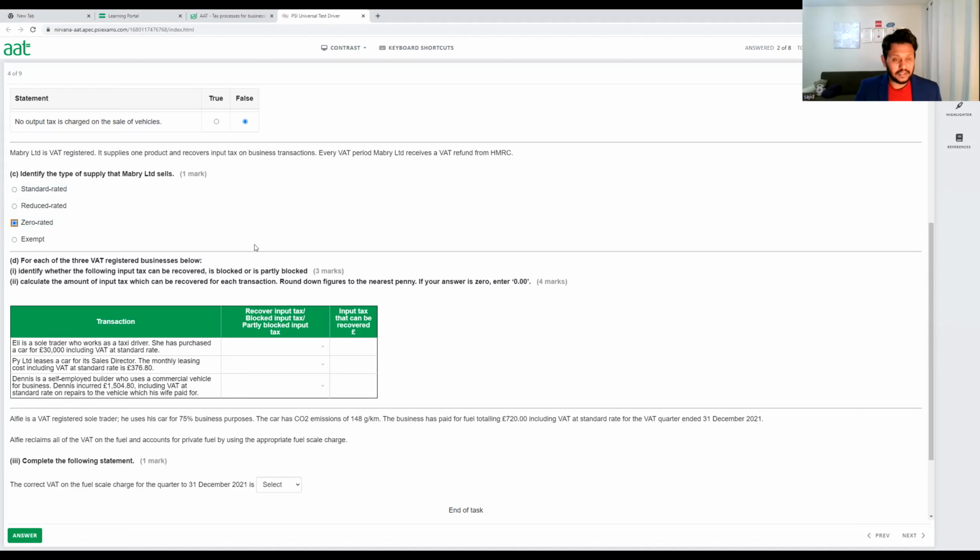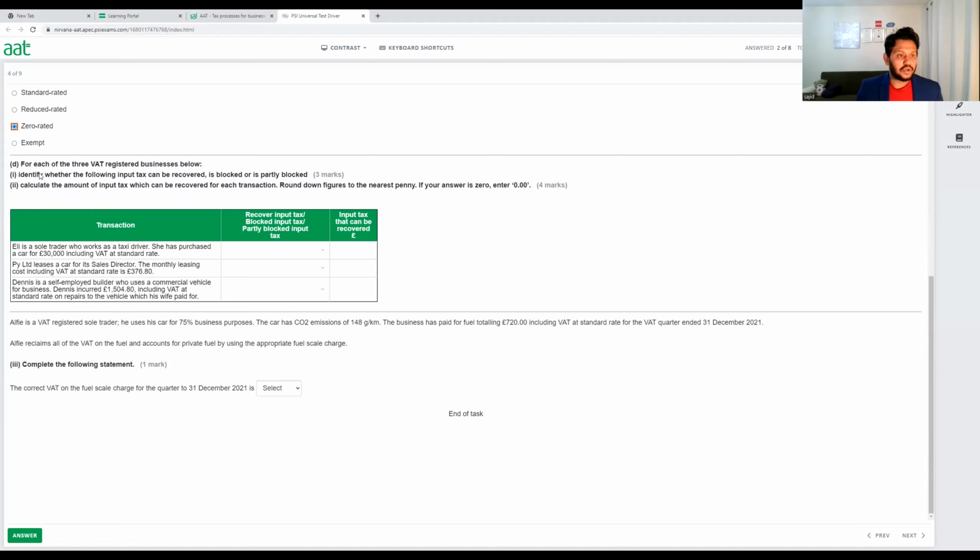All right. The next one we have here: for each of the three VAT registered businesses below, identify whether the following input tax can be recovered, is blocked or partially blocked. Calculate the amount of input tax which can be recovered for each transaction. Round down the figure to the nearest penny, or if your answer is 0, okay? So the options are blocked input tax, recoverable input tax, and partially blocked input tax where you recover part of the amount. Okay, let's look at the first one.